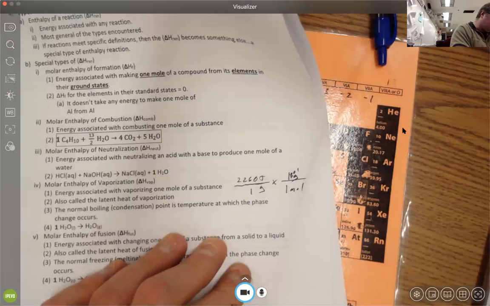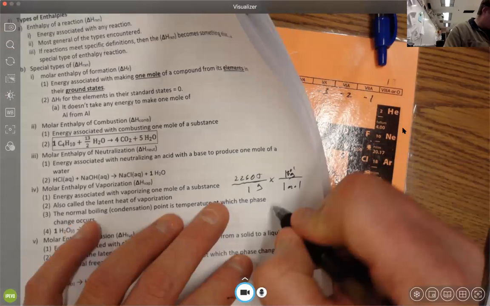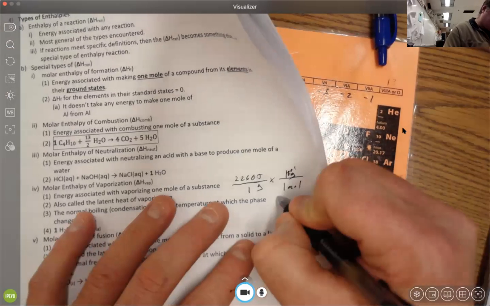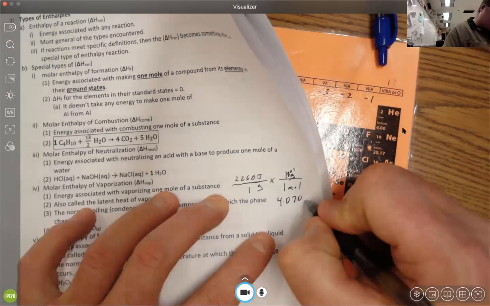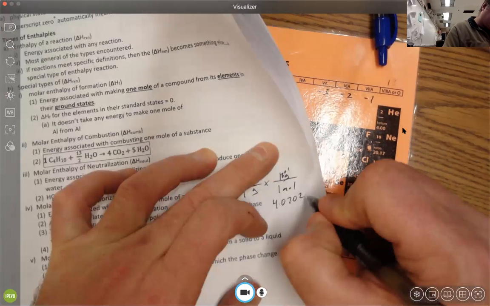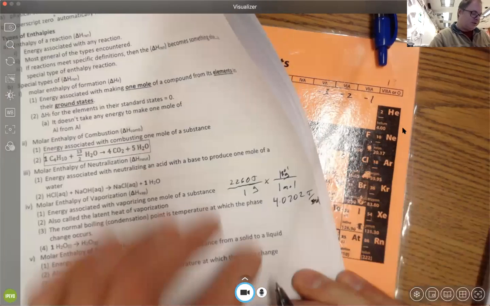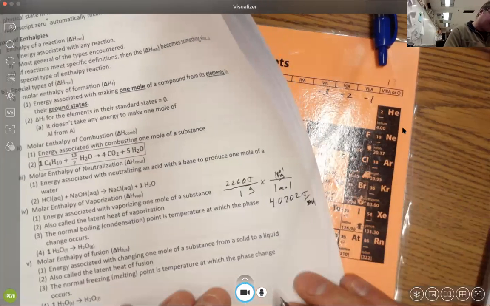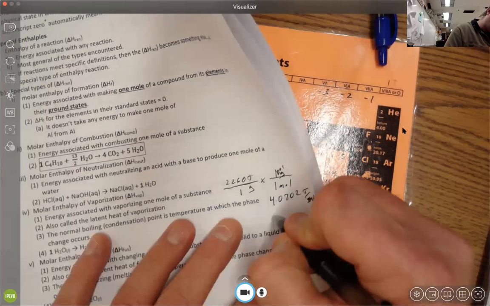2,260 times 18.01. And we get 40,070,102 joules per mole. Usually this will be shown to you as 4.1 kilojoules per mole.